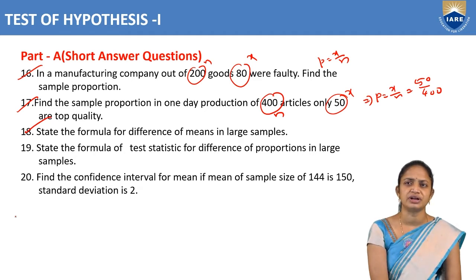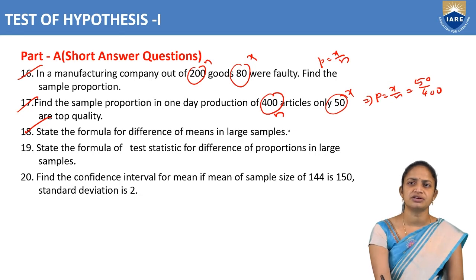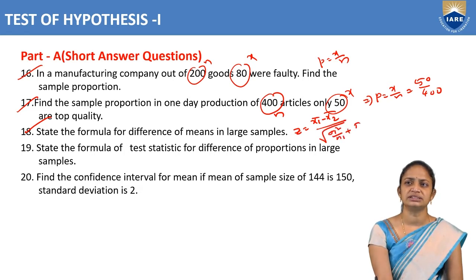State the formula for difference of means in large samples. Difference of means in large samples means z equal to x1 bar minus x2 bar divided by the root of sigma 1 square by n1 plus sigma 2 square by n2. So this is the formula for difference of means.